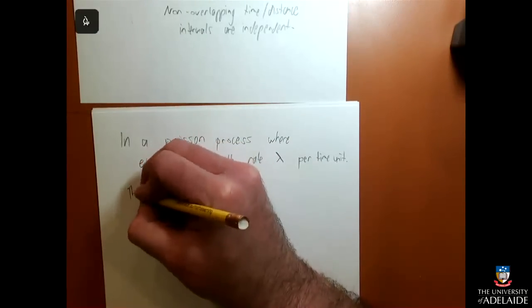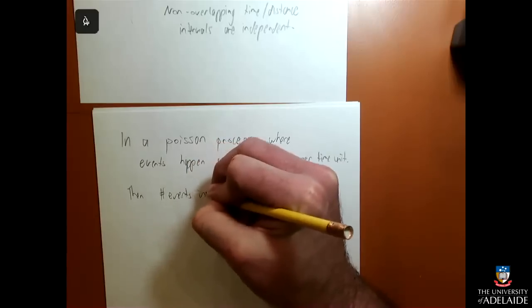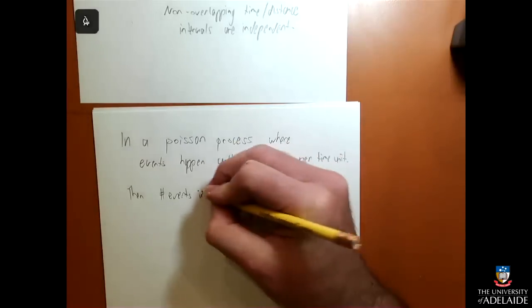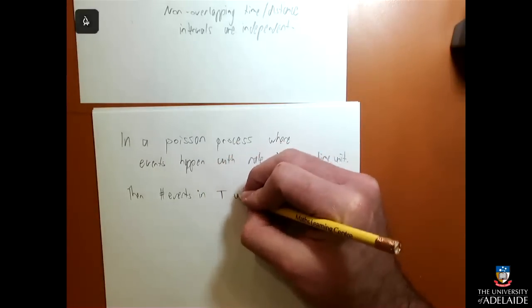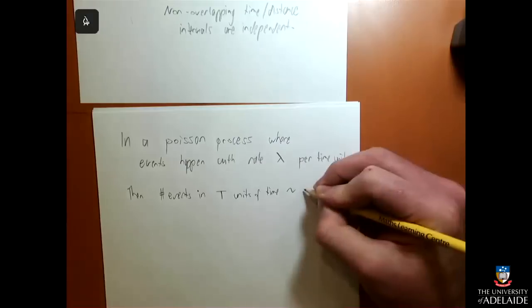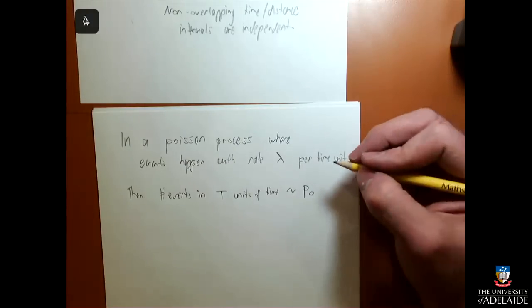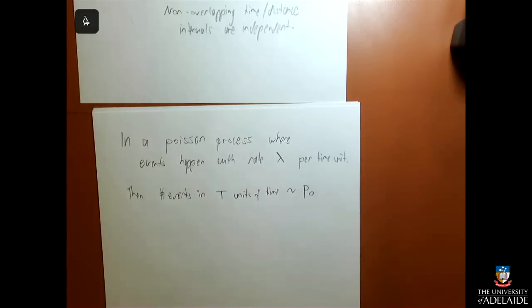Okay, in a process where the events happen with a rate of lambda per time unit on average, then the number of events in t units of time is a Poisson. How do you write the Poisson distribution? It doesn't have an abbreviation.